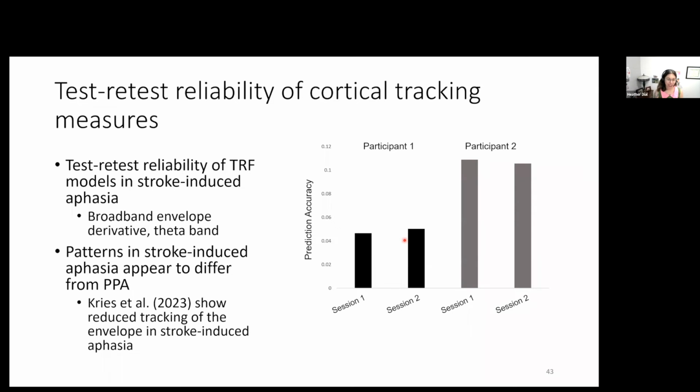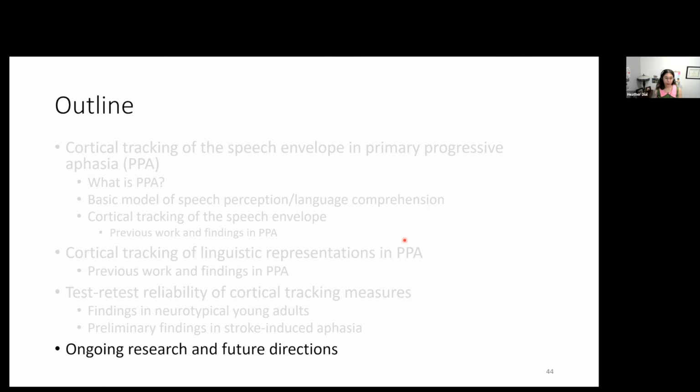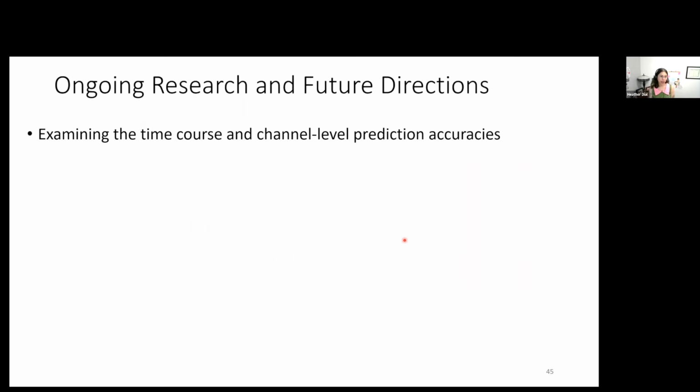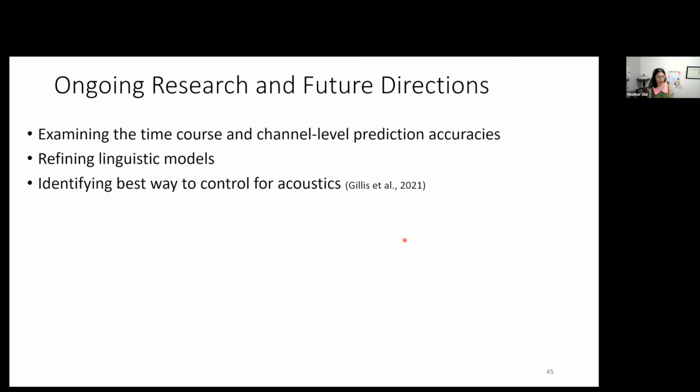And so I'm really interested in looking at how these patterns change as a function of the type or patterns of deficits in stroke-induced aphasia. So for that, I'm showing that these measures are pretty reliable. And what we're doing now is we're examining the time course and channel level prediction accuracies. We're working on additional linguistic models and refining the existing models that we're using. We're working to identify other ways to control for acoustics.